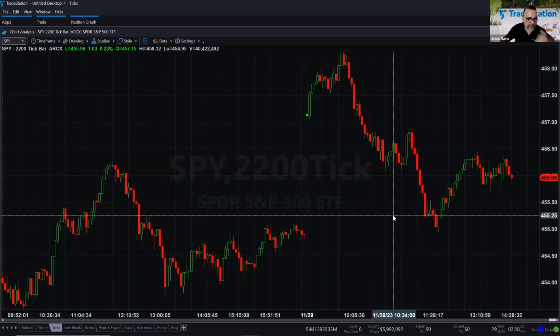I see a question right here in the chat that says, does this work on futures? It definitely does. I'm using Spiders as an example, but feel free to use any asset class as long as it has volume, of course. It's going to work exactly as I'm just showing you.